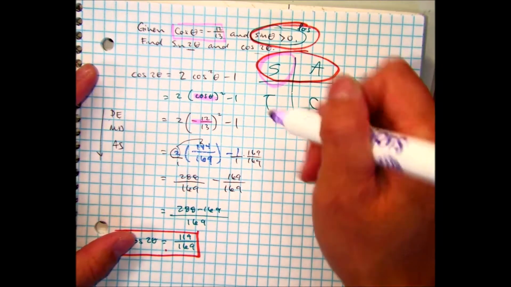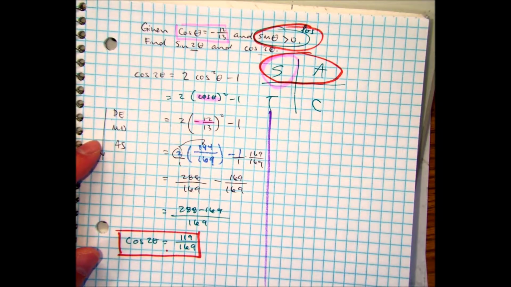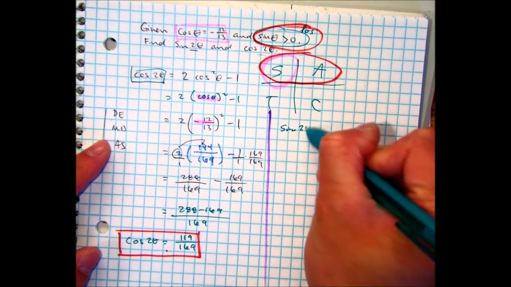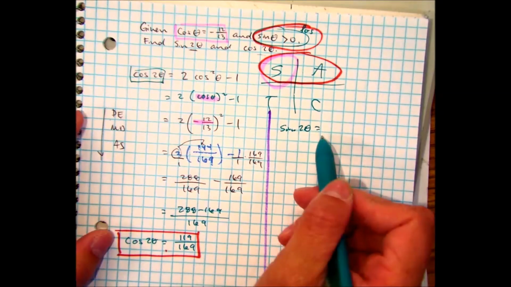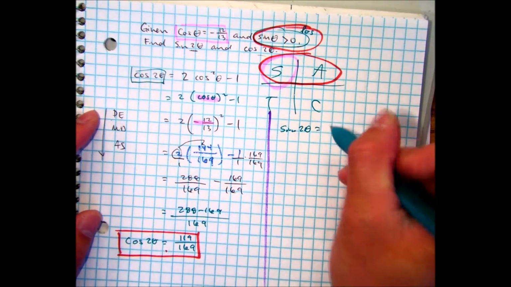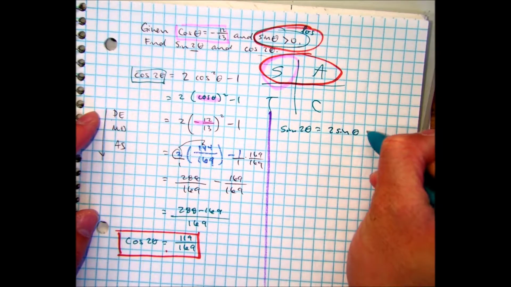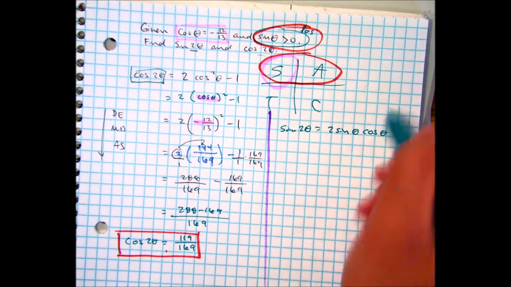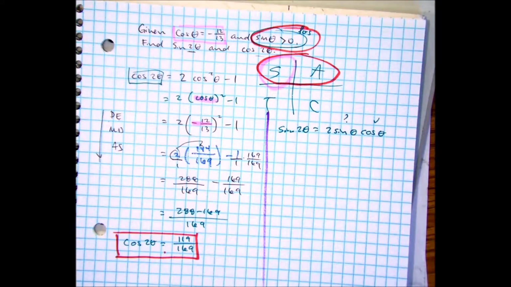Alright, so we just found cosine of 2 theta. Now we need to find sine of 2 theta. Well, that's the only formula we have to use. So what do we have to write? 2 sine theta... oh no! I have cosine. Do I have sine? What do we do?